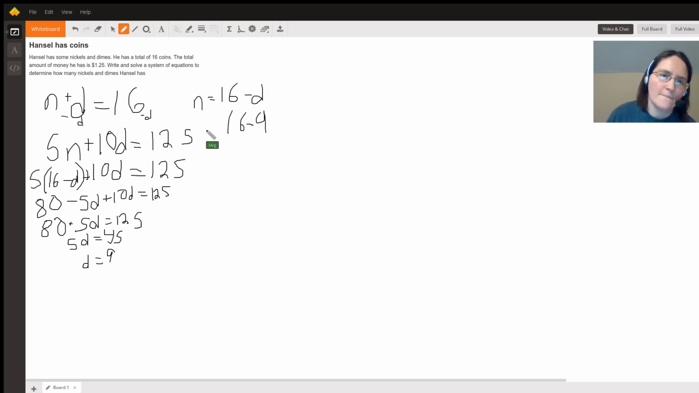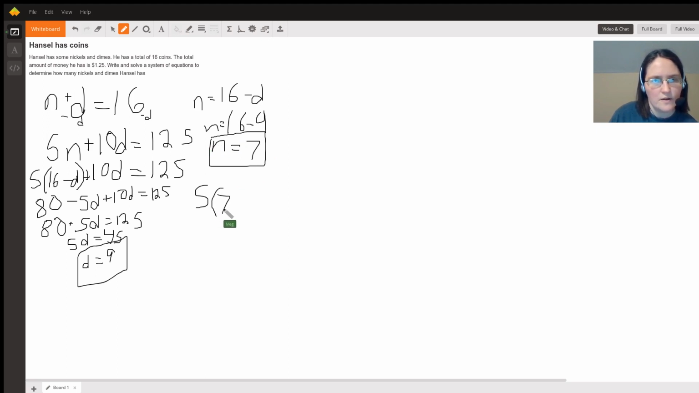n equals 16 minus 9, which is 7, so n equals 7. So we have the number of dimes is 9, the number of nickels is 7, and let's double check that and make sure that actually works.